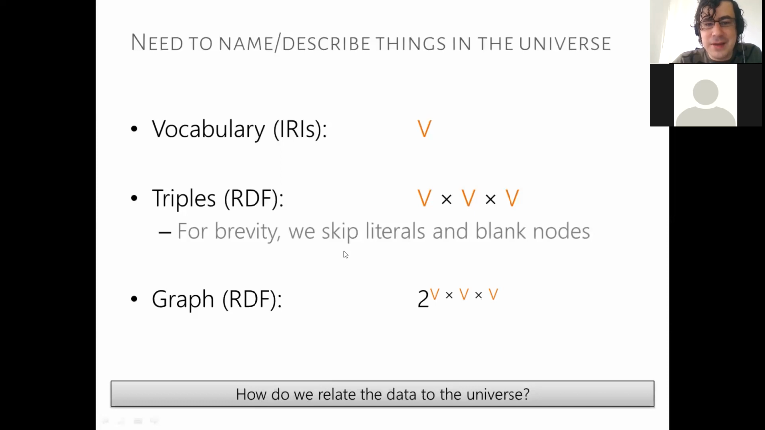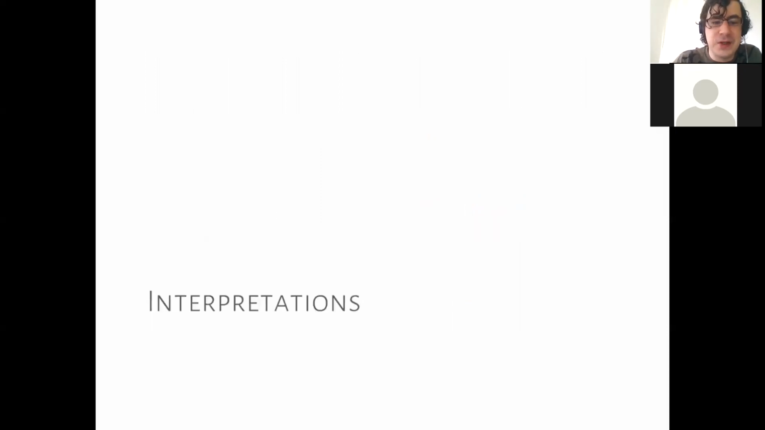So the last thing then: we have the universe. We have the vocabulary and the triples in the RDF graph, which is the data describing the universe. And then the question is, how do we relate the data to the universe? For this, we need something called an interpretation.